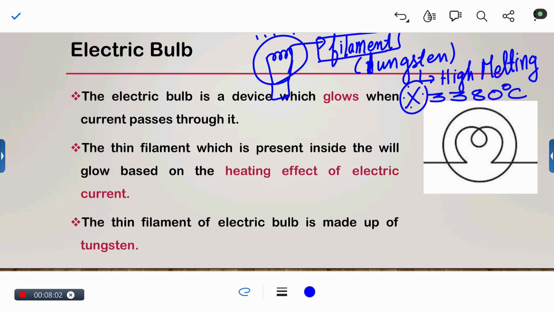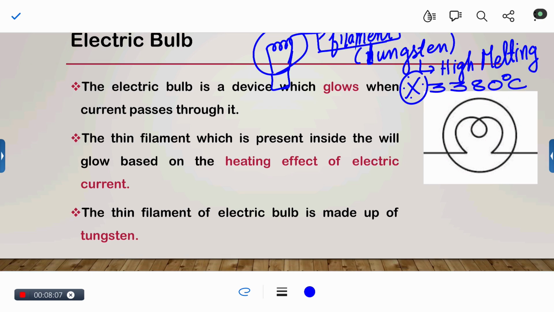And then, based upon what effect is the bulb glowing? The bulb is glowing based upon the heating effect of electric current. We'll be learning in detail about the heating effect of electric current in the upcoming topic. Just know the basics alone. If you are passing electric current through any type of conducting material, here, which one is the conducting material? The bulb is the conducting material.